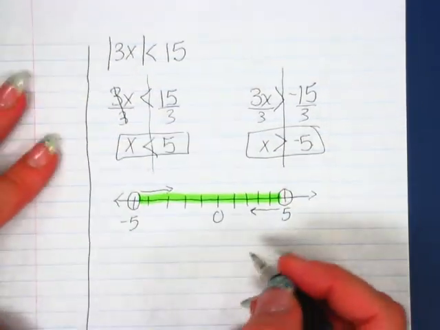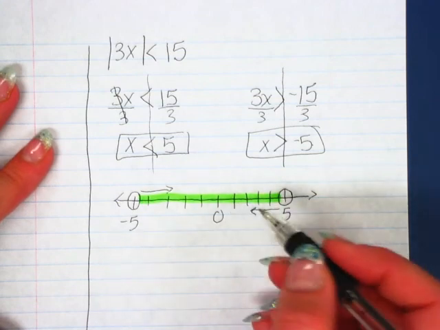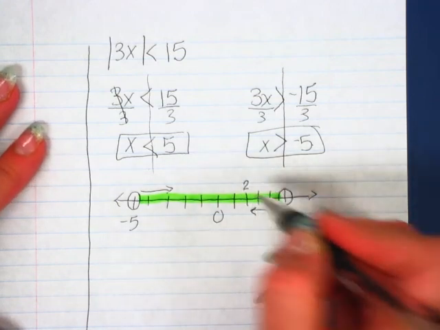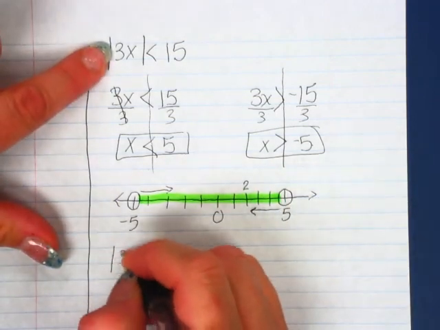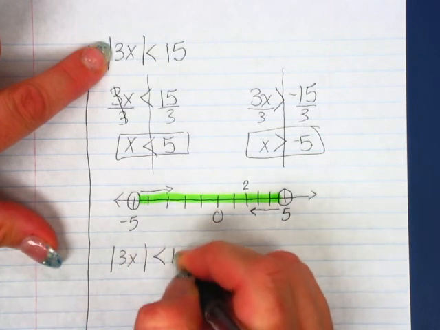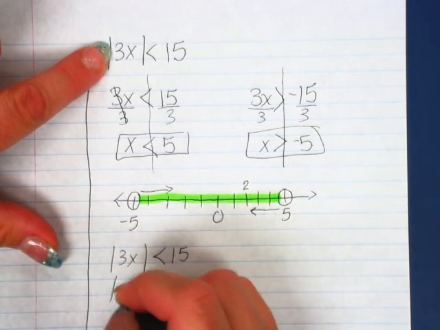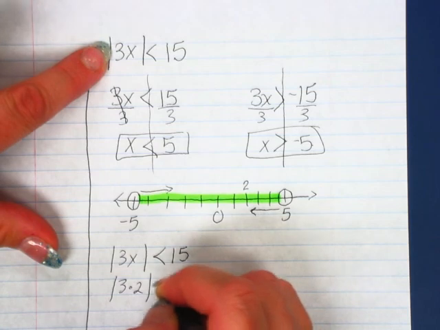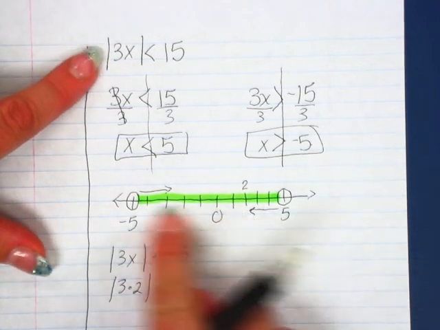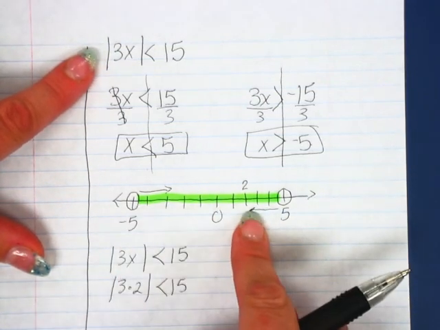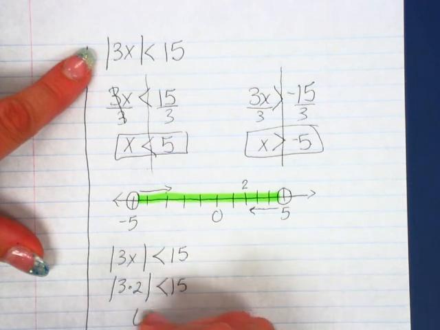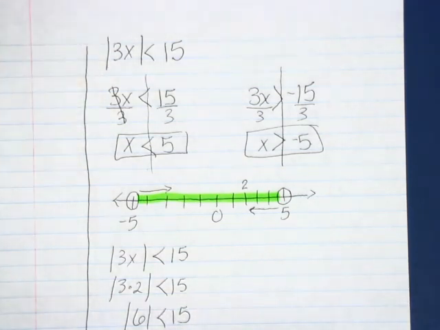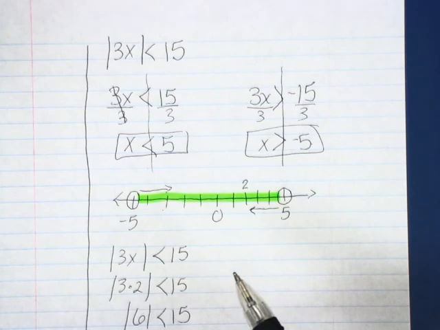Let's do a quick check again. I'm going to use 2 this time. Take this: the absolute value of 3x is less than 15. The absolute value of 3 times 2, because I said I'm going to check the 2. It's in the answer here in the solutions. And 3 times 2 is 6. The absolute value of 6 is less than 15, so I know I'm good to go. If I needed to, I could check it again with a negative number and see if it worked out the same.